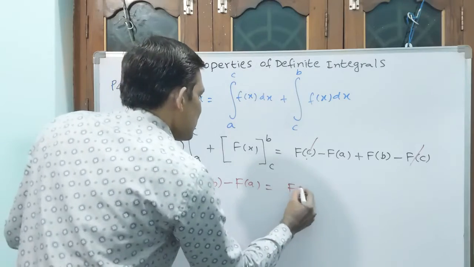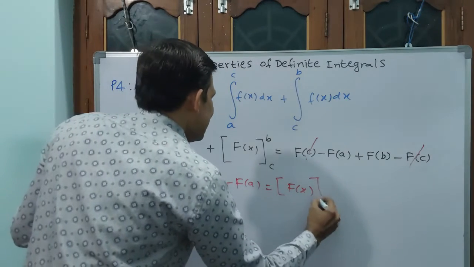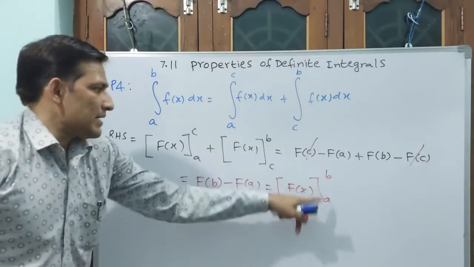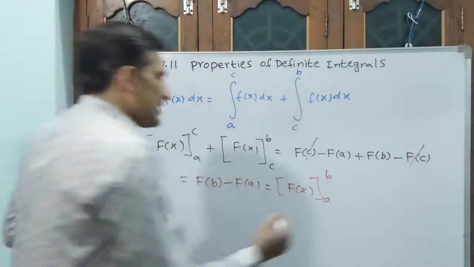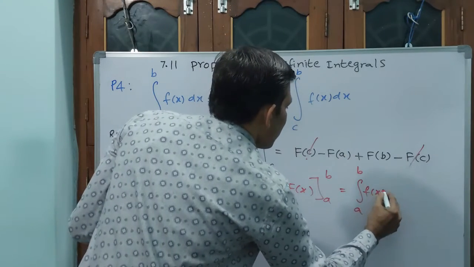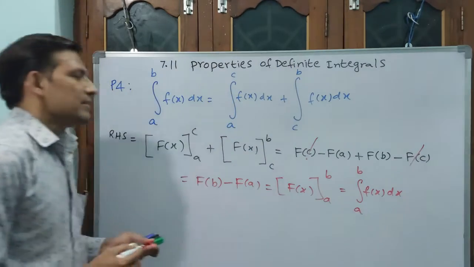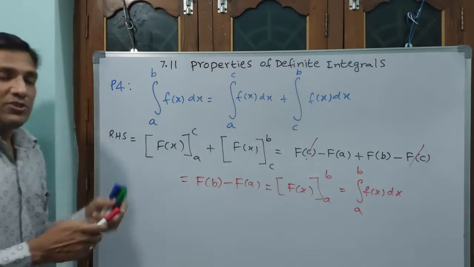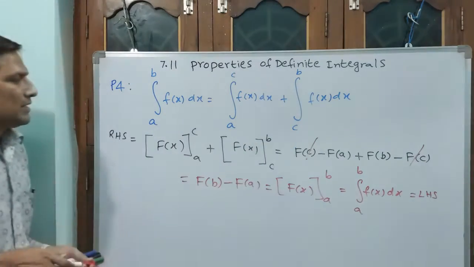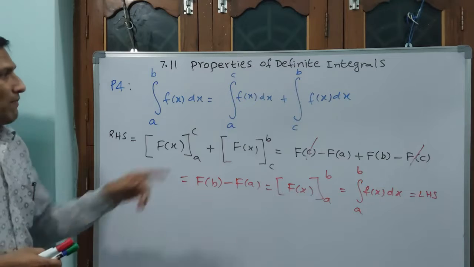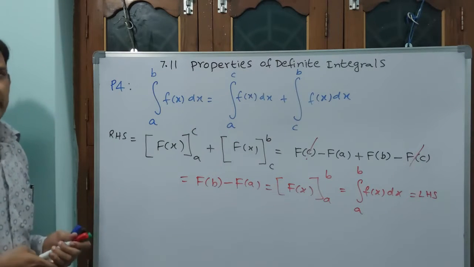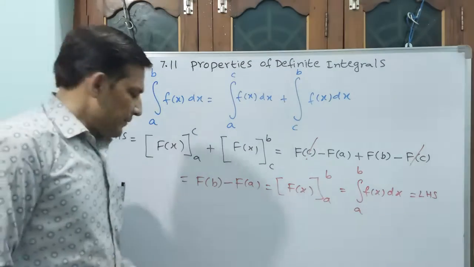That is equal to the integral of f of x from a to b. Is it okay? F of b minus F of a, F of b minus F of a. What is this again? Integral a to b of f of x dx. Is it okay? This is equal to LHS. From RHS to LHS we have proved. That is why this property is valid. Okay, fourth property. Take this, and we will go for the fifth property.